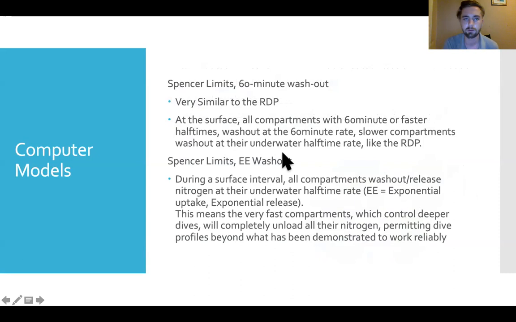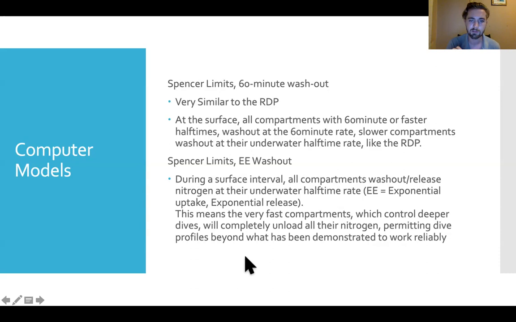So with dive computers, they'll often use Spencer limits, which are similar to the RDP. These ones aren't as common anymore. We'll look at what the more modern computer algorithms are. So with the Spencer limits, all the compartments with 60-minute or faster half times wash out at that 60-minute rate, whereas any slower compartments wash out at their underwater halftime rate, just like the RDP table does.